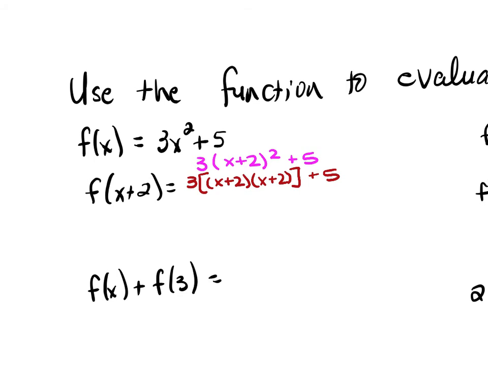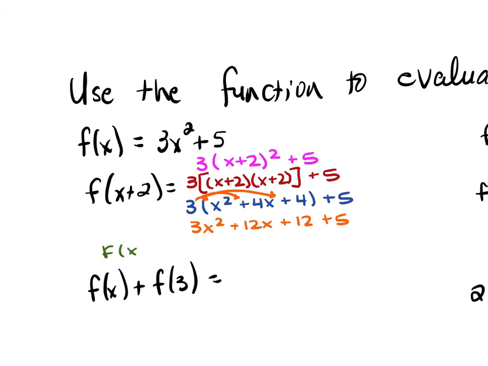That x plus 2 times x plus 2 is going to give us 3 times x squared plus 4x plus 4, plus 5. We're going to distribute that 3 to give us 3x squared plus 12x plus 12 plus 5. When we simplify this, we're going to have f of x plus 2 is equal to 3x squared plus 12x plus 17.